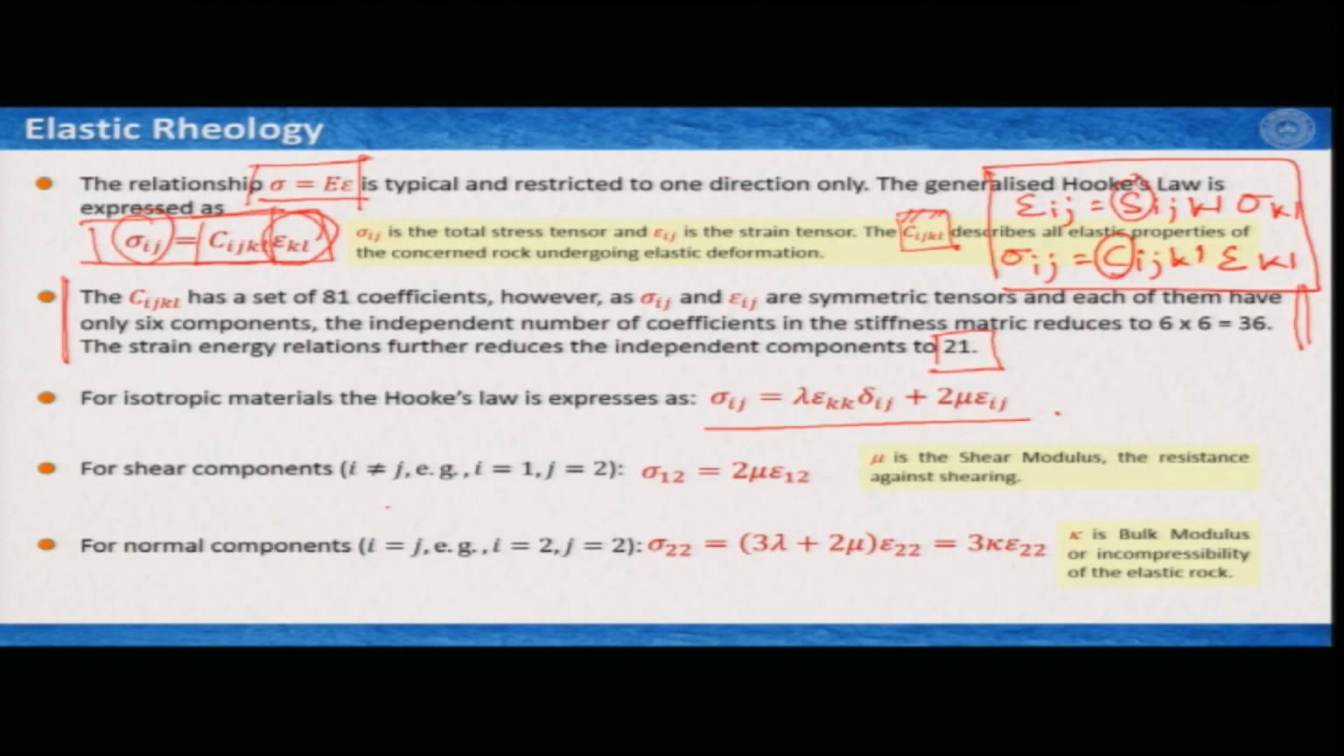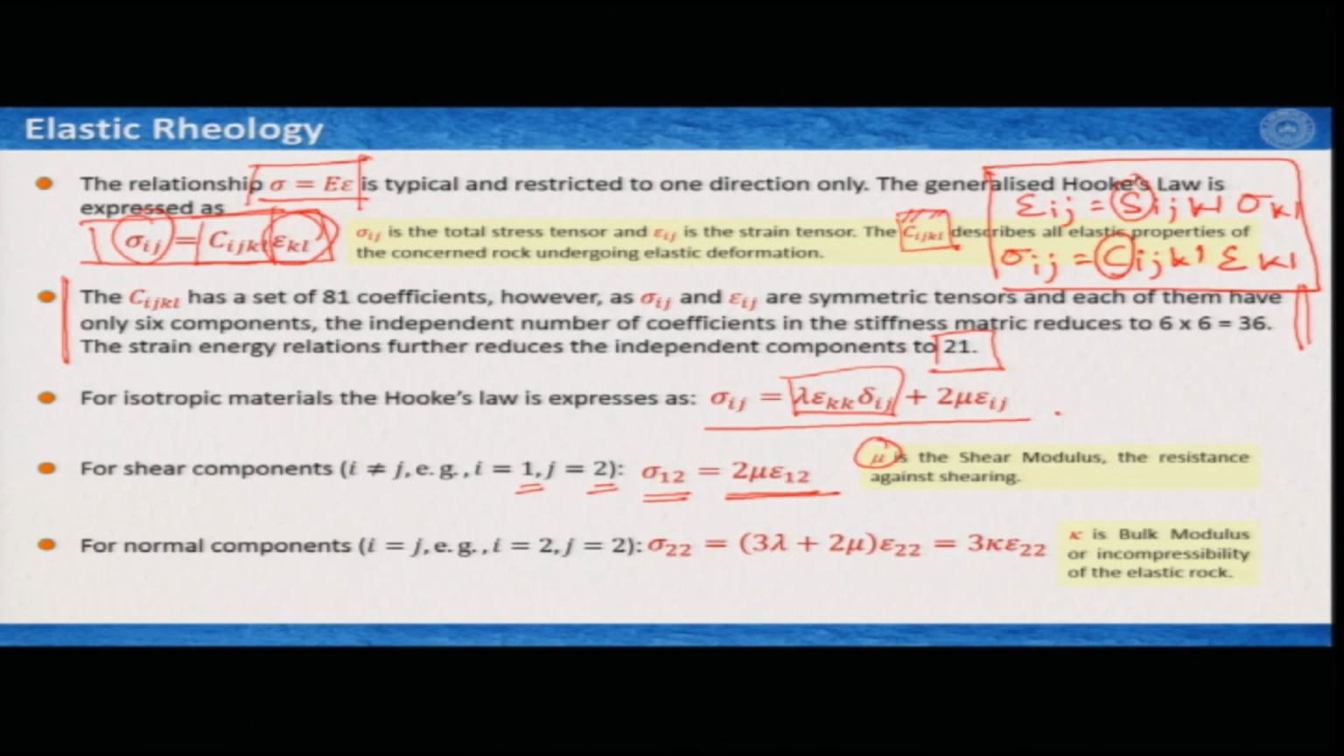So, for shear components, if I am applying a shear modulus, that means i not equal to j. If I consider i equal to 1 and j equal to 2, where they are not equal, then we can write sigma 12 equal to 2 mu epsilon 12, because then the Kronecker delta, i not equal to j, becomes 0. So, this term vanishes, and here we get mu as the shear modulus. So, you can see how from the generalized Hooke's law we can derive the shear modulus, just by taking into account the shear components of the matrix.